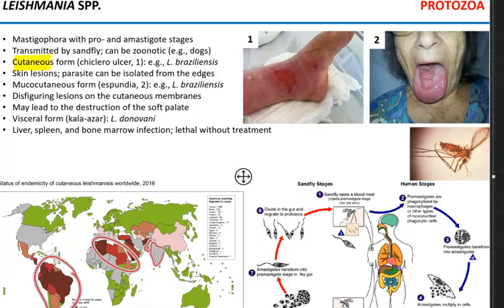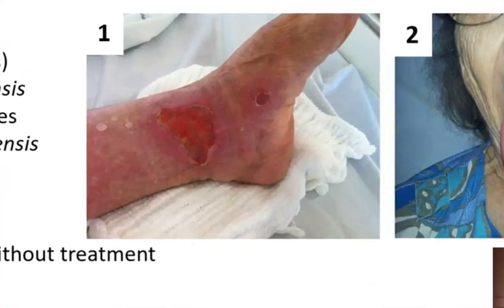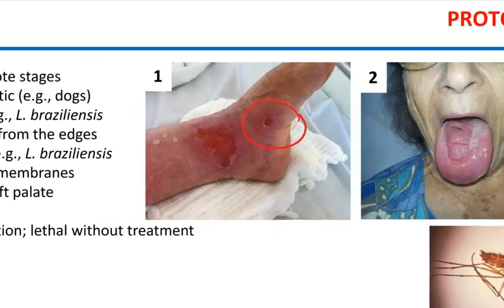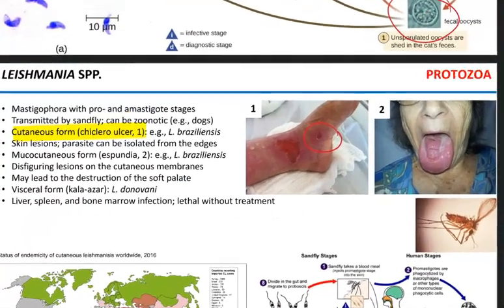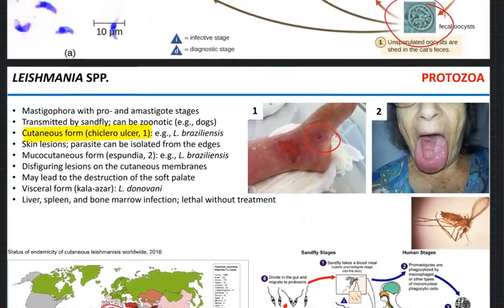There's a cutaneous form, also known as a scleral ulcer. It's not a really high quality image, but it's right here. It's an ulcer. It's painless, doesn't scratch. Eventually it heals. That's it.